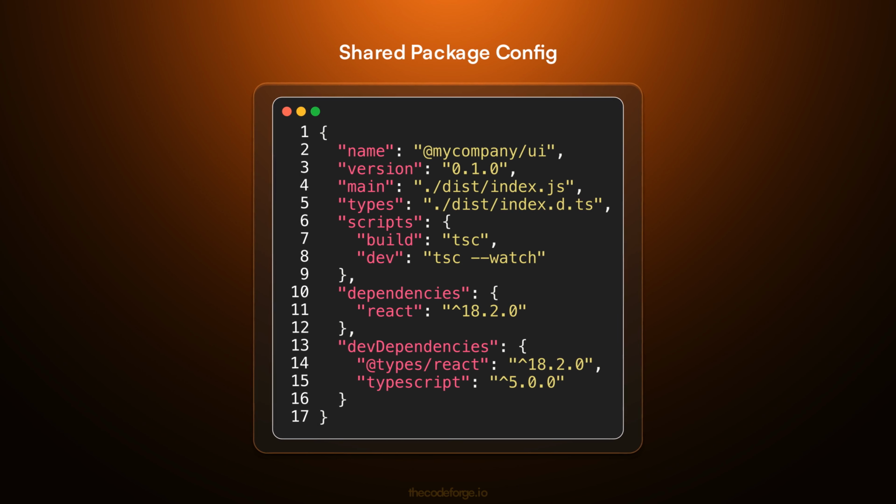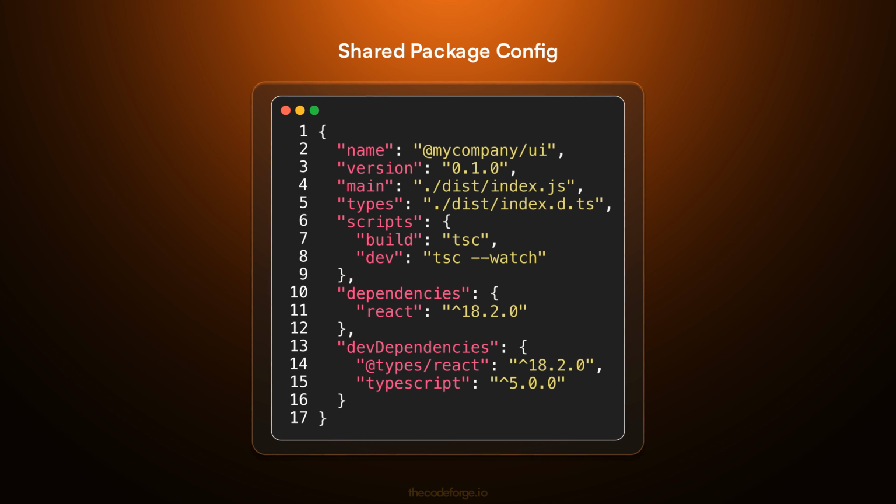Here's a package.json for a shared UI package. It uses scoped naming, points to a dist folder, and has its own build script. This package can be imported by any app in the monorepo.